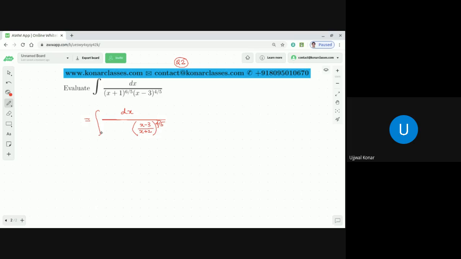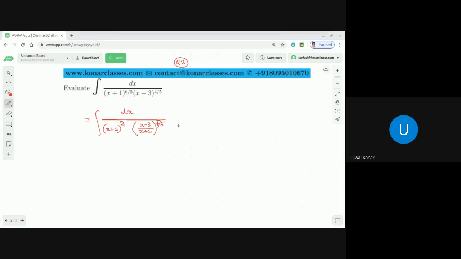Then what we'll do here? Here it will be (x plus 1) power 6 by 5 minus 4 by 5. What is 6 by 5 minus 4 by 5? Tell me. 2 by 5. Yeah. Okay. So here it is 6 by 5, just a minute, 6 by 5 plus 4 by 5. It has to be 2, correct? So it is (x plus 1) power 10 by 5 minus 4 by 5. That becomes 6 by 5. All of you got it?